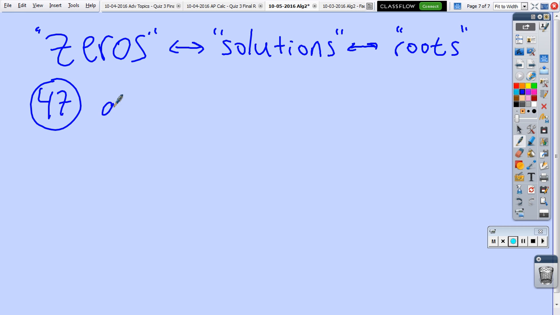47 says g of x is equal to x squared plus 6x plus 8. So this is a function g, or we call it g of x to be more specific. Yes? Okay, so this is a notation thing. This does not mean g times x. So it's called zeros or solutions or roots.